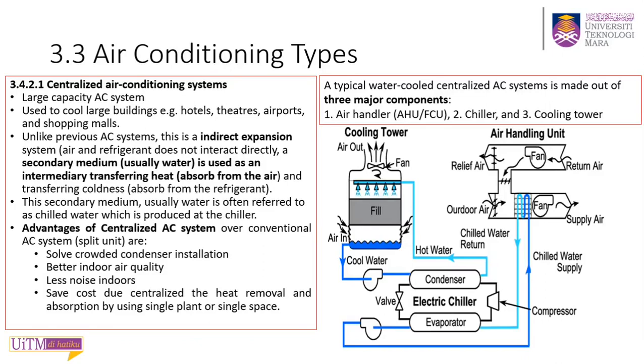Now, from the figure given, we can see that there are three major components that make up a centralized air conditioning system. Number one, the air handling unit. Number two, the chiller unit. And number three, the cooling tower.